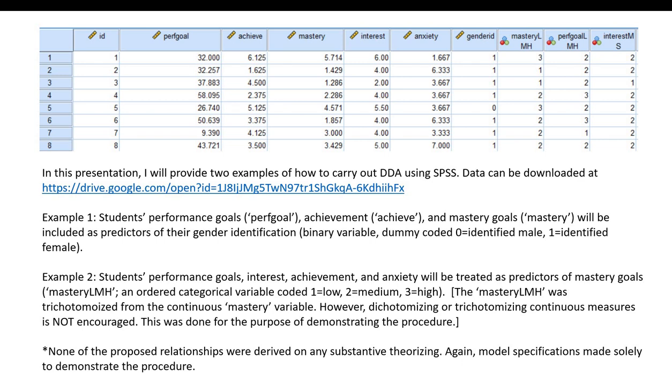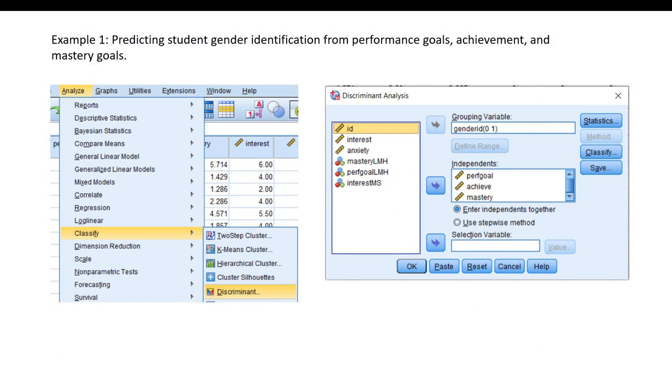You end up losing a lot of information when you do this, but this is just to provide a demonstration of the procedure. Also, let me note that none of the proposed relationships that I'm testing were derived from any substantive theorizing. So again, the model specifications are made solely to demonstrate the procedure. So we'll start with example 1. Again, we're going to be predicting students' gender identification from performance goals, achievement, and mastery goals.